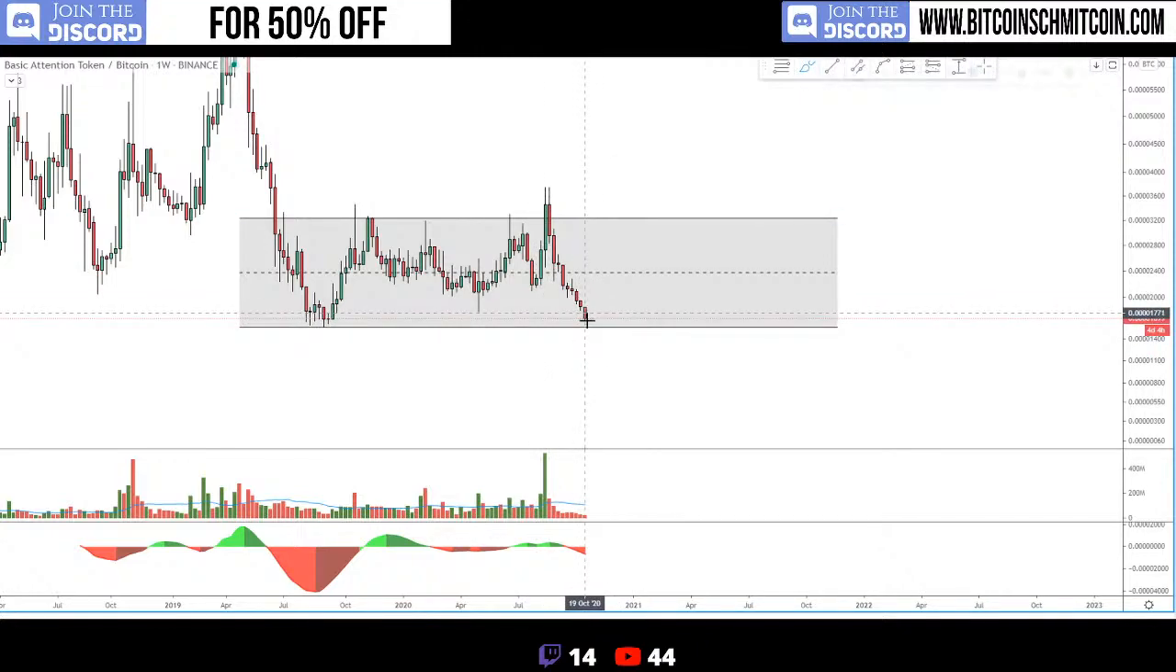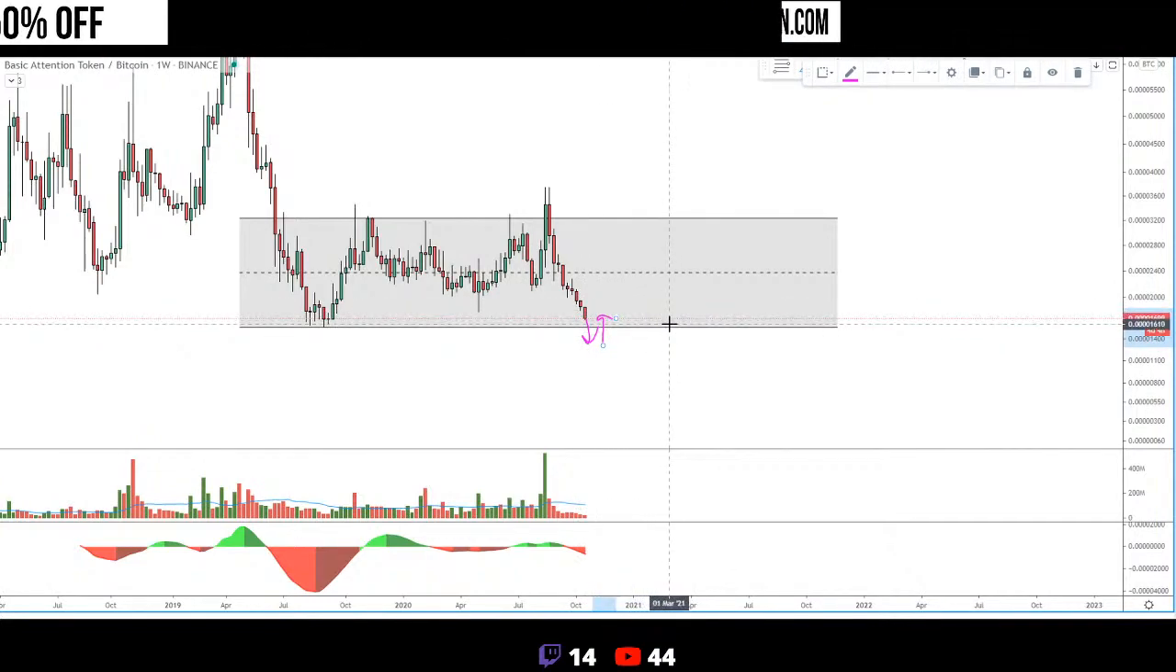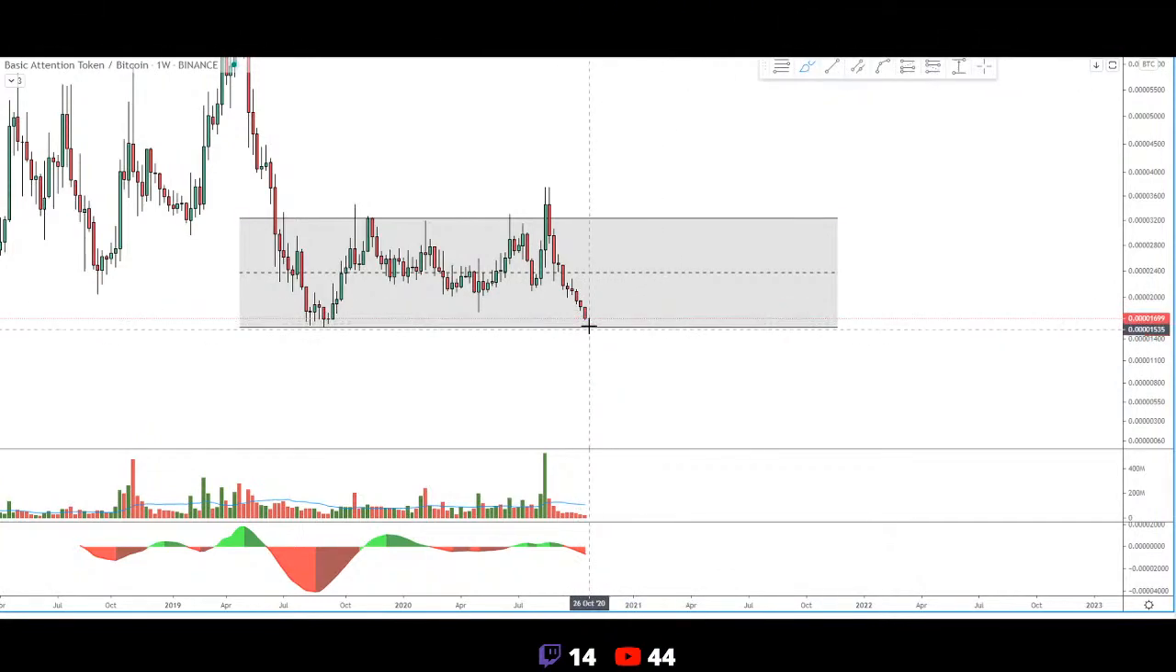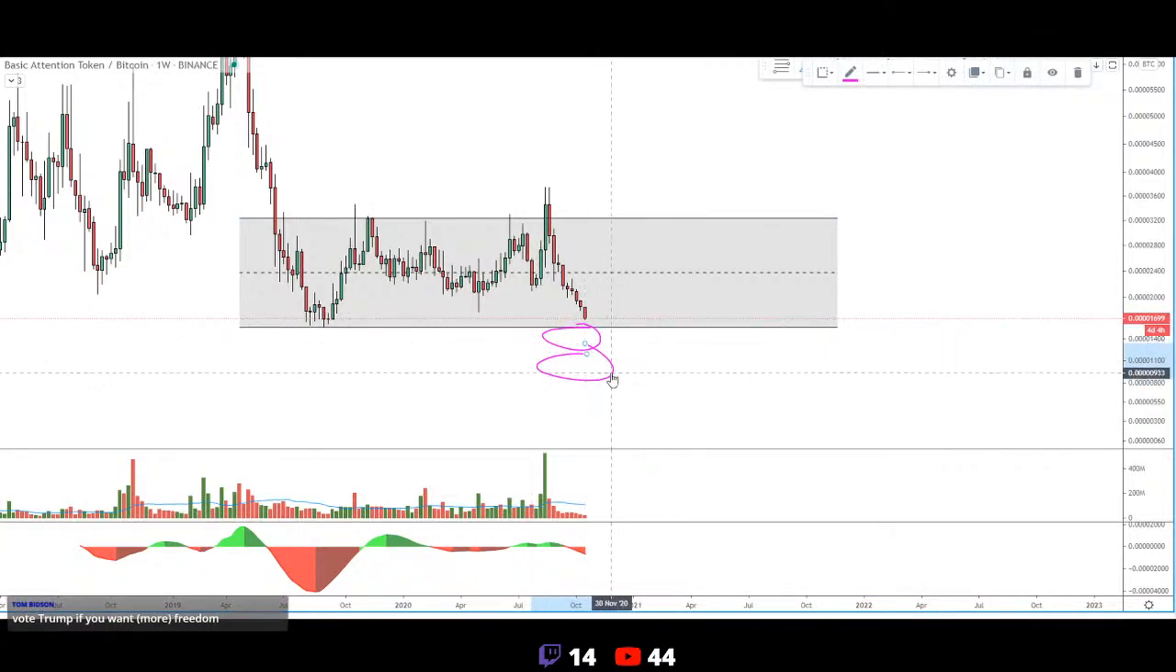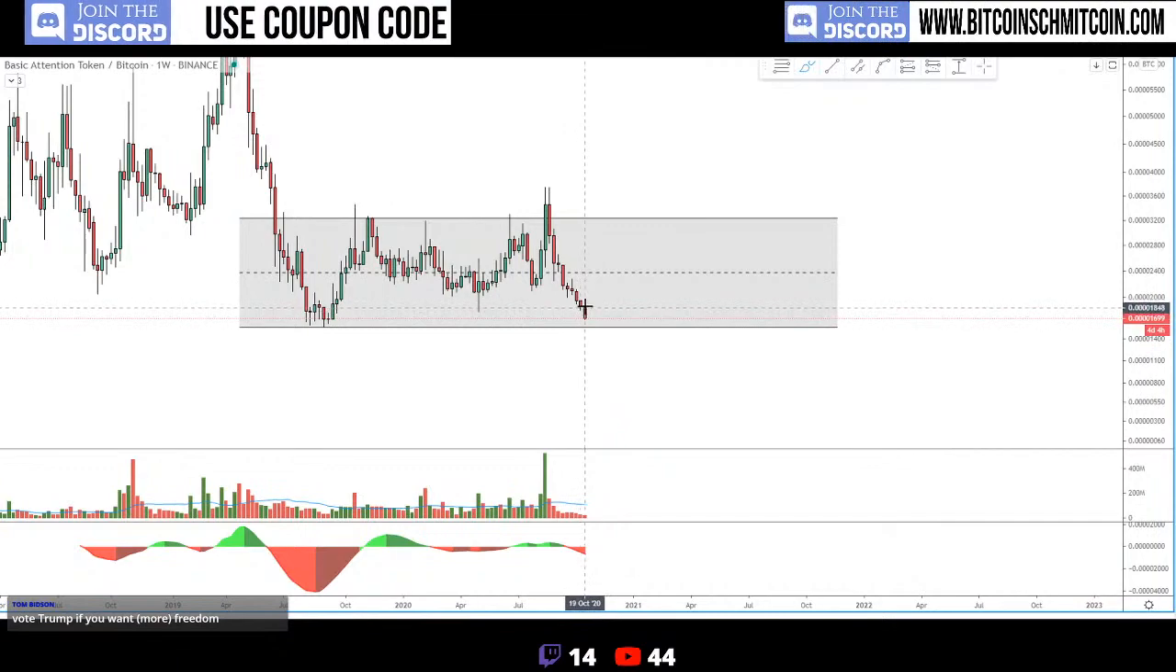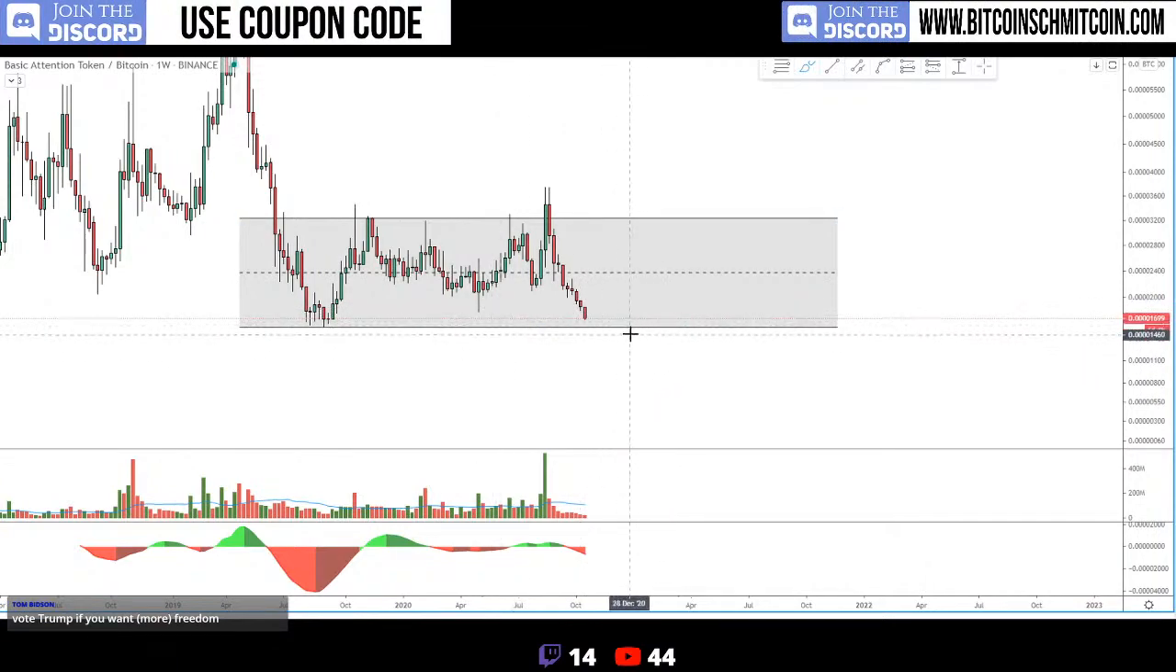And what I would like to see is a break below and then a close back inside the trading range. And that would be the entry signal for me, a close back inside the trading range. I don't want to be buying a breaking of support. I want to be buying a reclamation of the support.